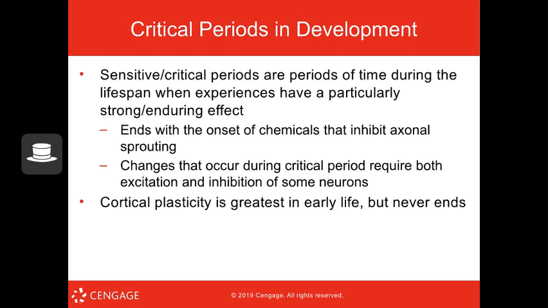So when it comes to vision, this is ending with the onset of chemicals that inhibit axonal sprouting. So the more pathways that you can create, the more likely you are to be able to forge those pathways that allow you to perceive things in the proper way. So our cortical plasticity is greatest early on in life, but it never ends.